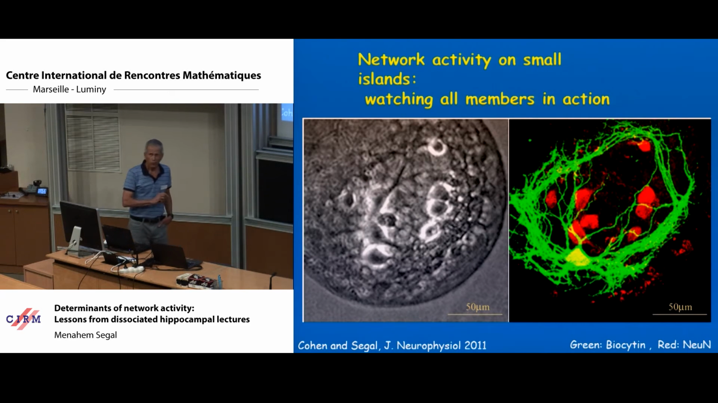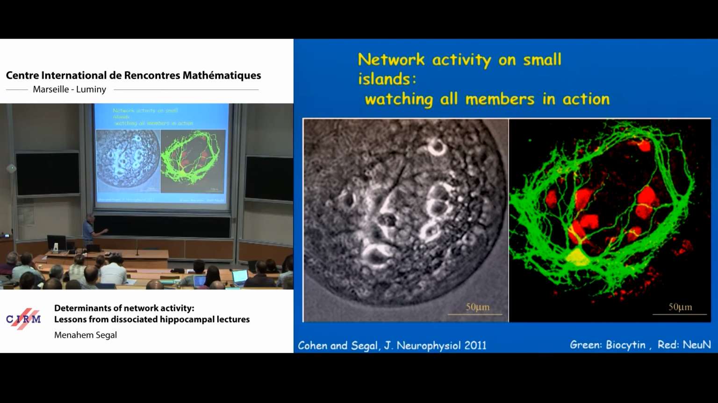For this, we switch to a small network. It's more fun, because here you can look at all the members in the population. If you want to do modeling, this is what we would like to offer you. So we can look at all the cells in the network. We can record from one or several of them.